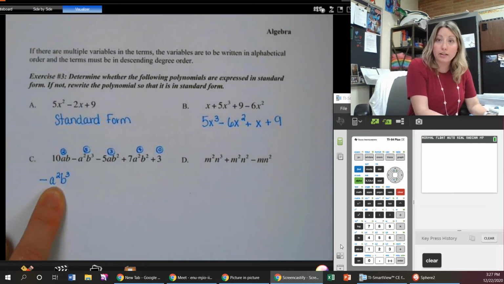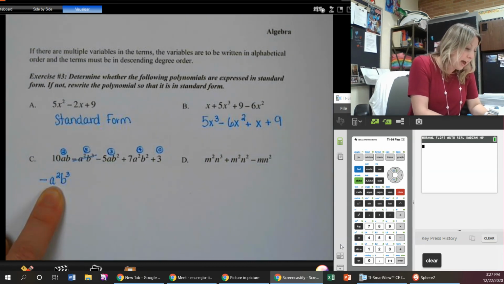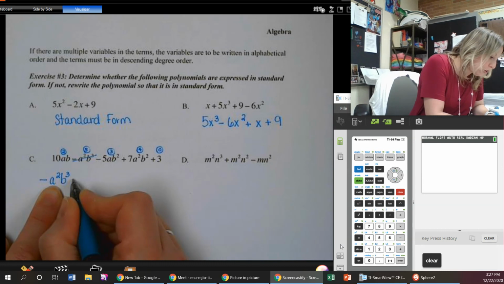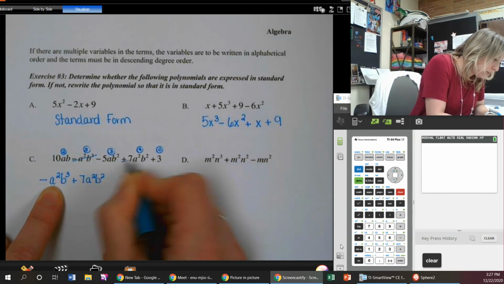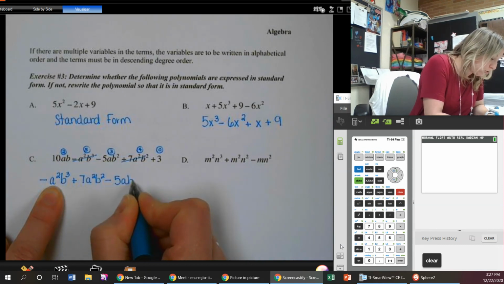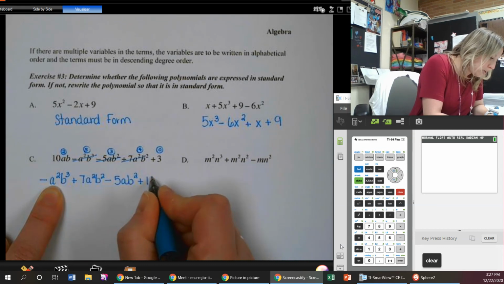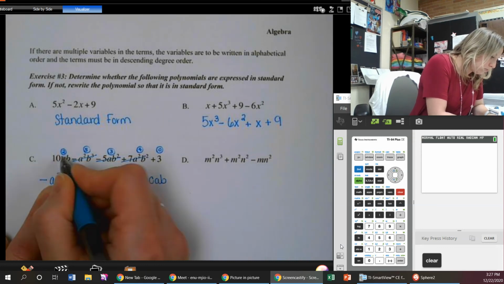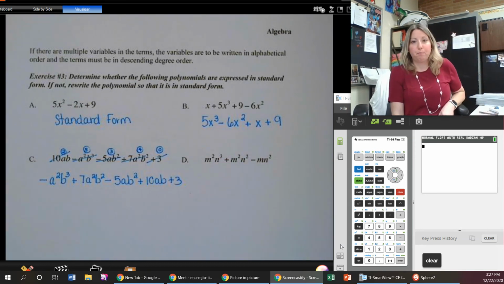So its sign and constant go in front. Now we go to this term. So positive 7a squared b squared. Okay, now we'll go to this term, -5ab squared, plus 10ab, and last, plus 3 at the end. Now you've got standard form.